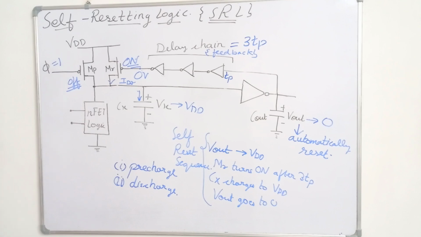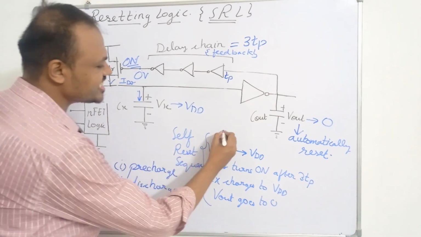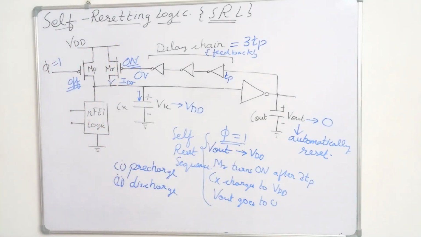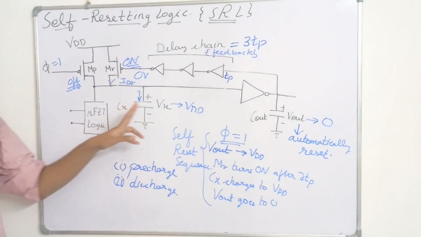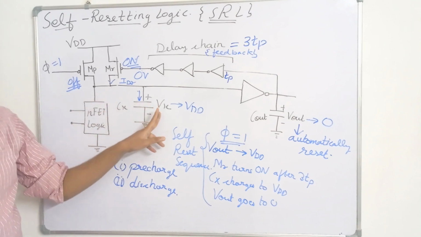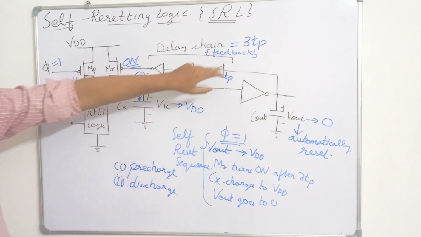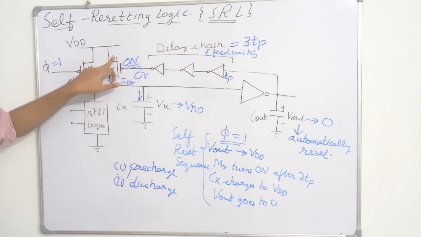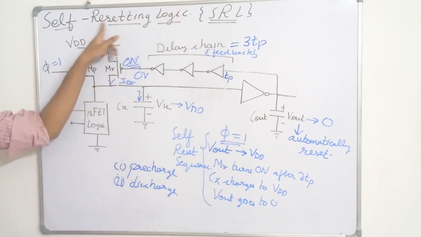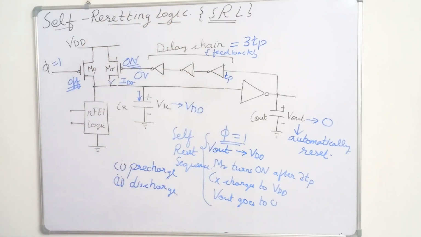Vout goes to VDD in the discharge phase when phi equal to 1. Remember, when phi equal to 0, that is the pre-charge phase. This all happens in the discharge phase when phi is equal to 1. The capacitor starts discharging if the nFET logic supports. So Vx goes to 0, Vout goes to VDD. After 3 propagation delay times, MR turns on, the capacitor charges to VDD, Vout goes to 0. So this is called self-resetting logic, and this is the self-reset sequence.